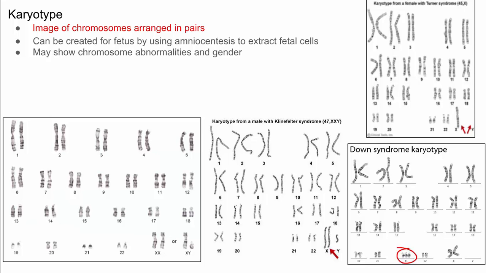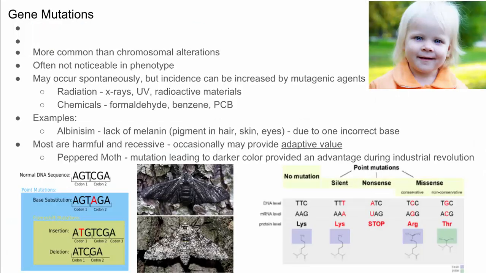So here we have normal karyotypes where you have 23 chromosomes and you have either XX female or XY male. Here again we have Klinefelter syndrome. Here is Down syndrome, trisomy 21. And here is Turner syndrome, a missing Y chromosome. So there are other chromosome abnormalities you could detect using that. So those are all chromosome mutations, big changes to a whole chromosome.